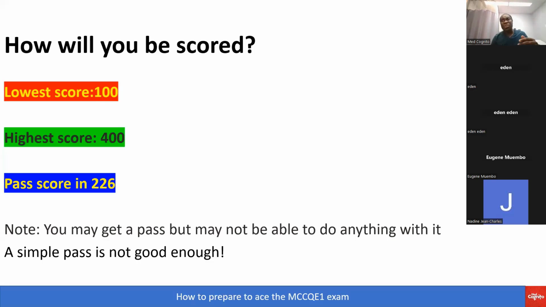How will you be scored? In the exam, the least score you will get is 100. The highest score you can get is 400. And to pass the exam, you need to get 226. The point is, and I've heard a lot of people say, oh, the most important thing is that you pass. No, it's not true. It's not true.